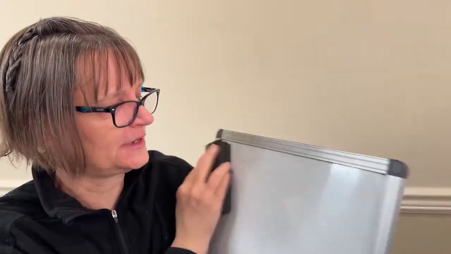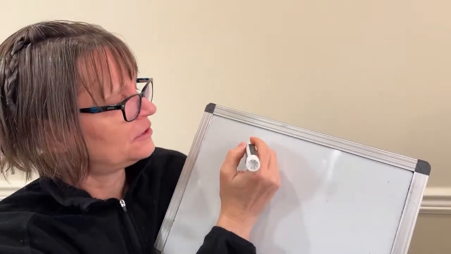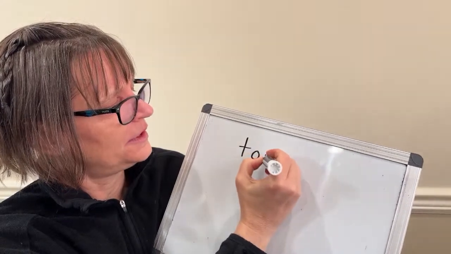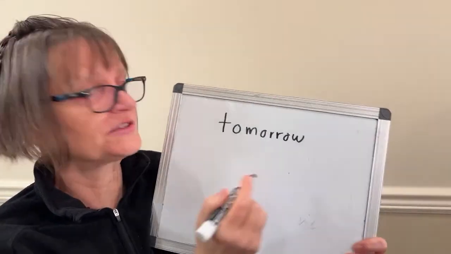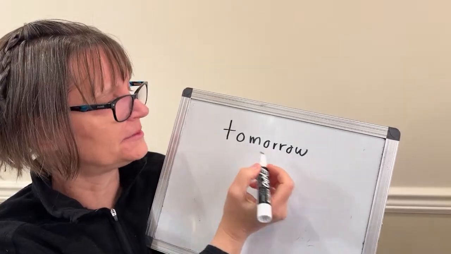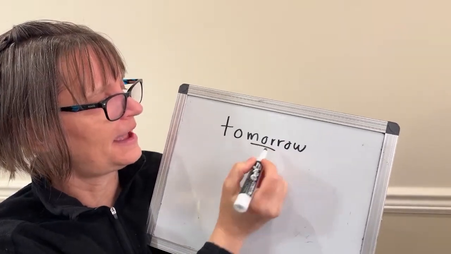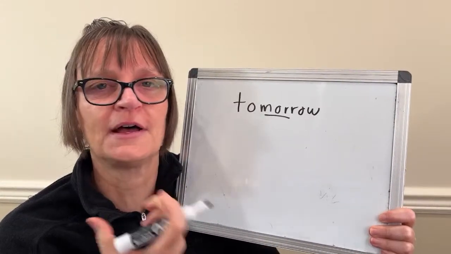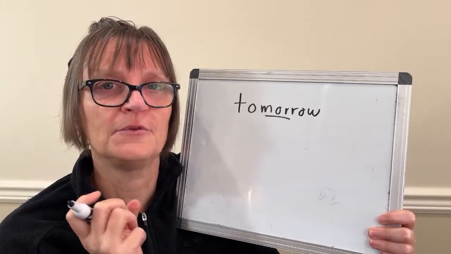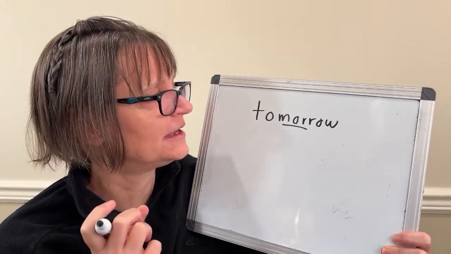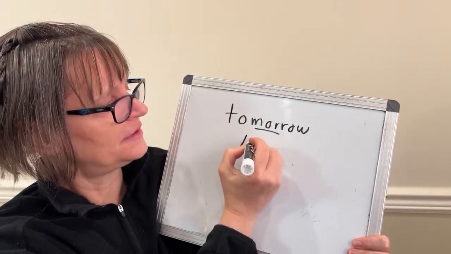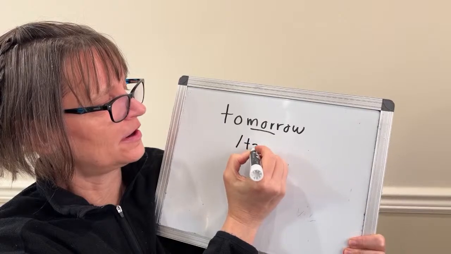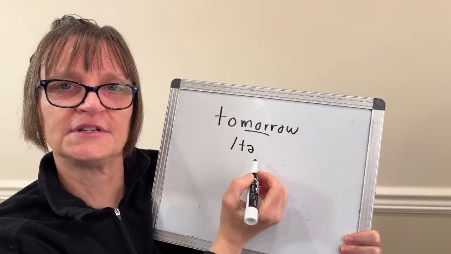Okay, and then the last one I want to talk about is the word tomorrow. So in the word tomorrow, we have the stress on the mar syllable, tomorrow. And again, here we have the letters OR not saying or. It's not tomorrow. There's no or there. So the sounds in this word are the letter O saying the sound, t.